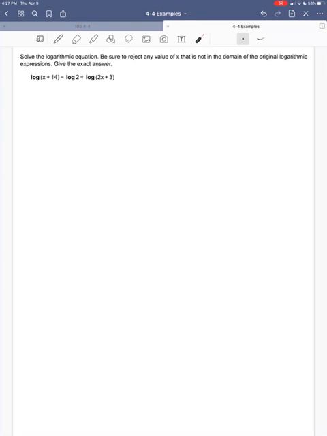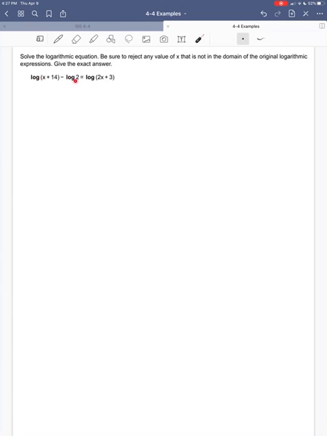of equation. With this type of situation, what I really want to get to is the point where I have a single log on the left and a single log on the right, and then I can just disregard the logarithms and set their insides equal to each other. So that's what I'm going to do. That means I'm going to condense these two logs into a single log.